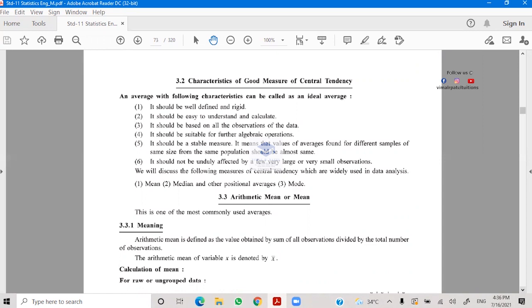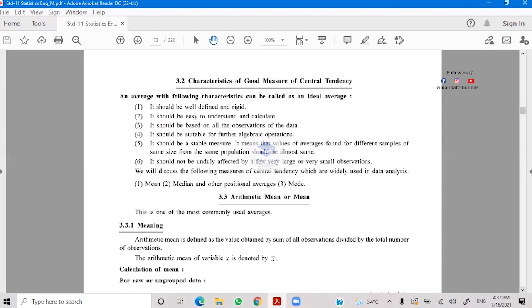It must be easy to calculate and understand. In its calculation, all the observations should be included. It should be based on all observations of data. It should be suitable for further algebraic operation. Right now we are calculating mean, that will be used in some other statistical application, like you are going to study in 12, where you are going to use this mean, median in some further algebraic and statistical calculation.